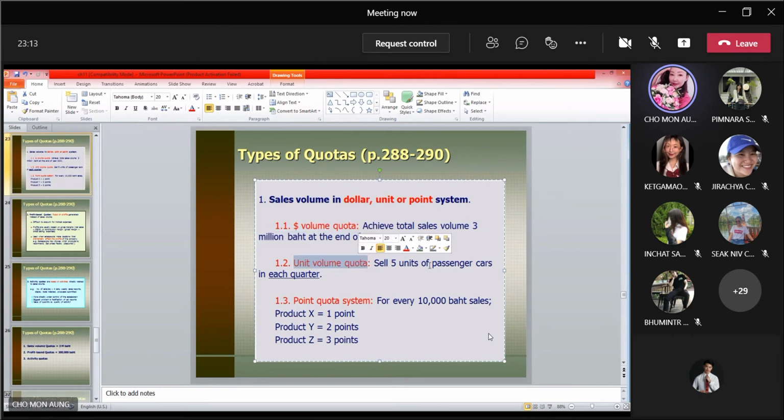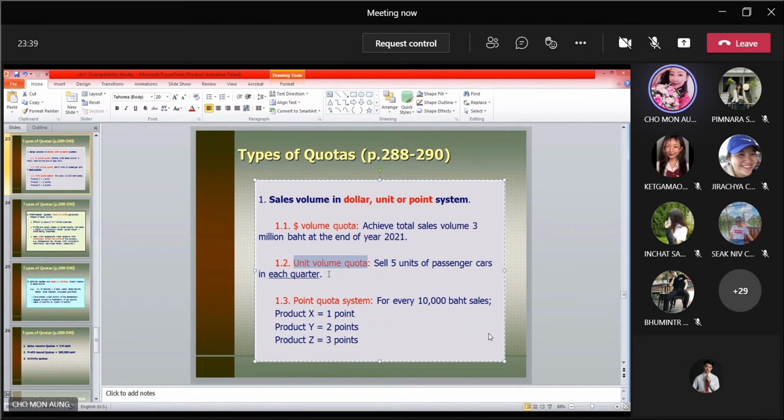For example, to sell 5 units of passenger cars in each quarter. Each quarter, within 3 months, each salesperson must sell at least 5 cars, 5 units. So be careful about the unit, be careful about the time frame, okay? Assume that this is quarterly basis.